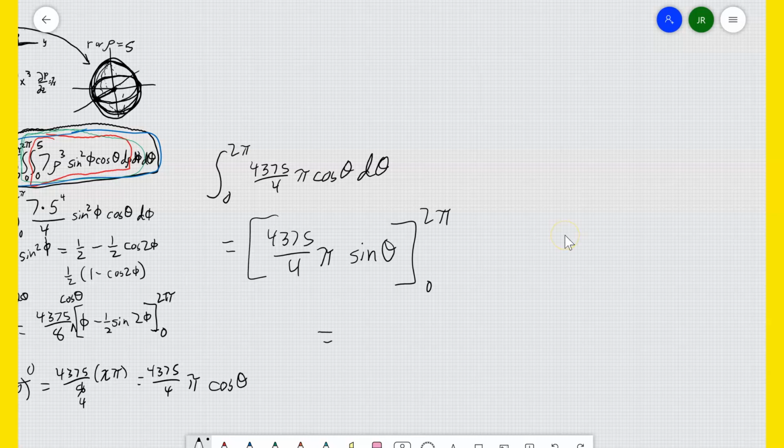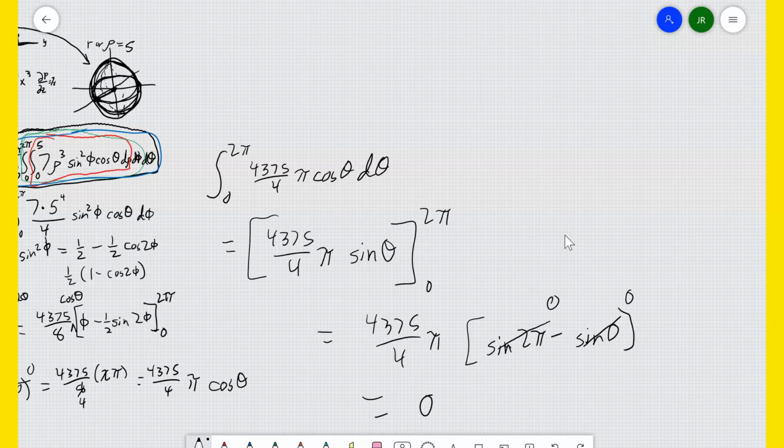And then that becomes 4375 over 4 pi, sine of 2 pi minus sine of 0. And sine of 2 pi is 0, and sine of 0 is 0, and that's just 0 times that, which is just 0. And why is that the case?